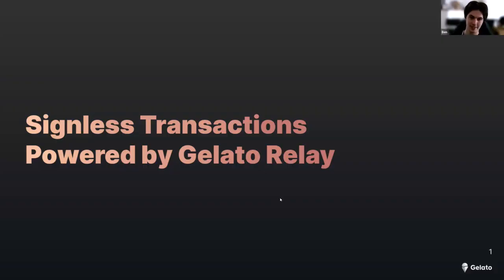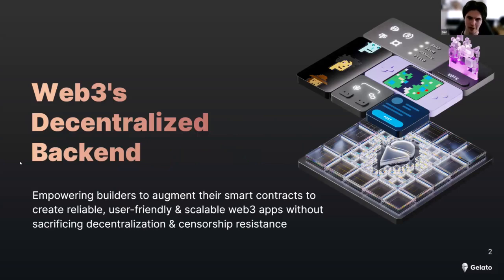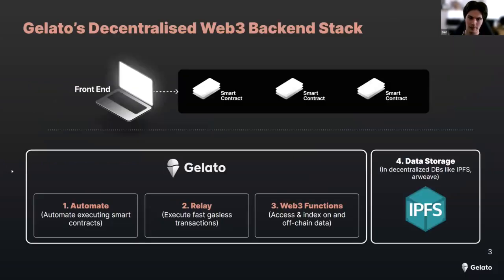Perfect, thank you. So today we're going to be covering signless transactions powered by our relay service called Gelato Relay. First of all, a quick introduction to Gelato. For those of you who are not familiar, Gelato is Web3's decentralized backend, empowering builders to augment their smart contracts to create reliable, user-friendly, and scalable Web3 apps without sacrificing decentralization and censorship resistance.